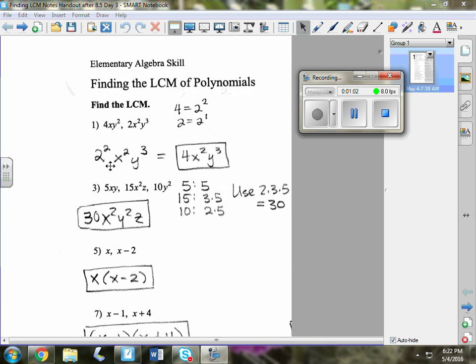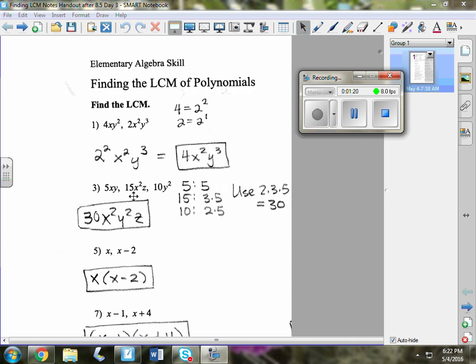We also have x's and y's. The highest power of x is here, second power. The highest power of y out of these two is cubed. So 4x squared y cubed is our common denominator. We'll do the same thing here.